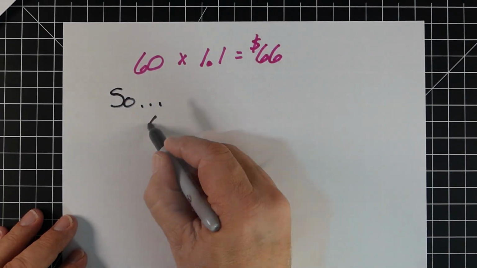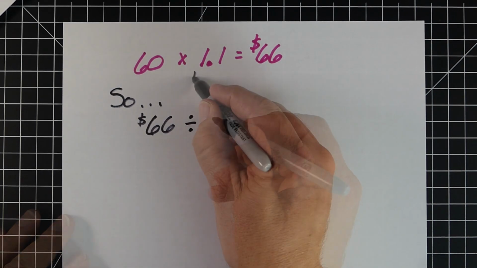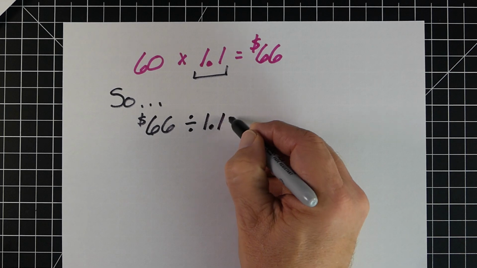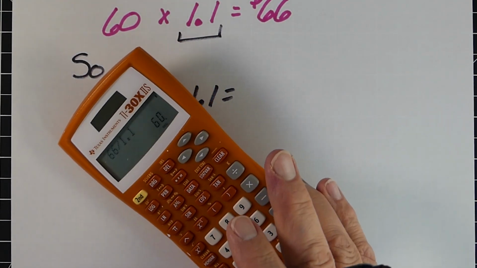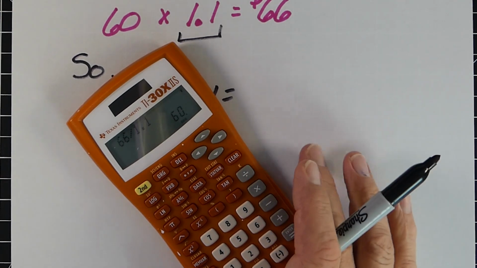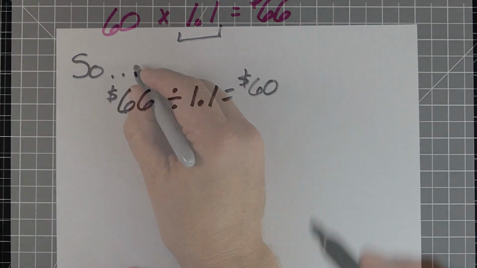So if we know that, we can take the $66 and divide it by this 1.1, which is the combination of the whole amount and the 10% of the whole amount. And when we do that, we get 60. The $60, according to this, would be the whole amount, or the price of the original amount.